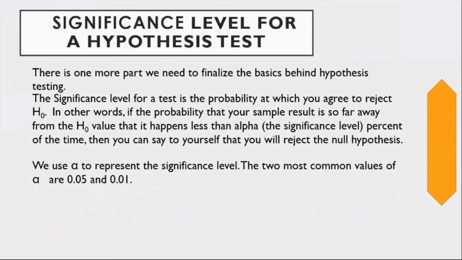The last sort of part to mention when we finalize this is the significance level. So the significance level for a test is the probability at which we agree to reject the null hypothesis, right? It's that decision line, right? How exceedingly rare does the observation, the statistic, need to be before we reject the null? It's usually represented with an alpha. And two common values you'll see used are 5% and 1%.